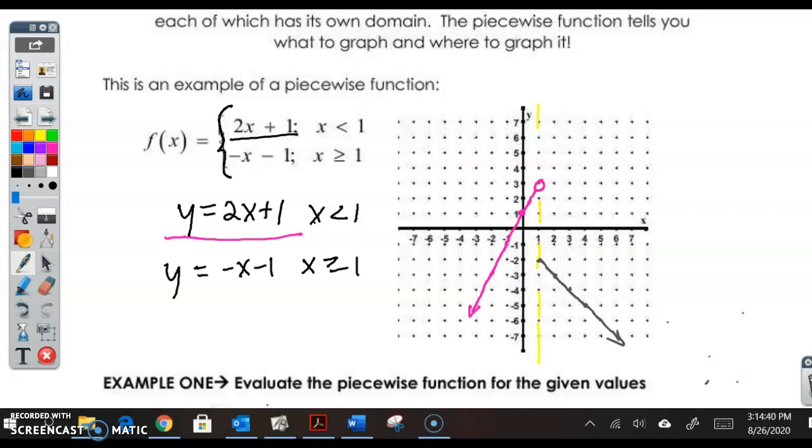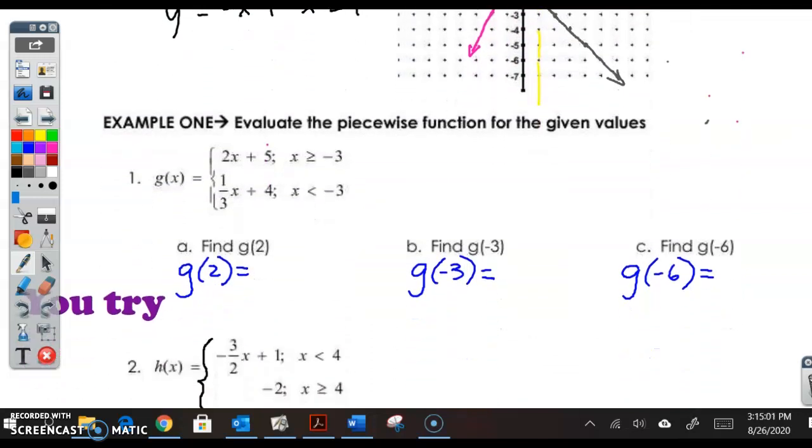We need this for, now let's look at the line. Oh, so is this going to be open or closed? Well, we need y equals negative x minus 1 for x values that are greater than or equal to 1. So I'm going to close that up right there. And that's it. That's all there is to it. Now sometimes we won't get a graph, and they'll ask you to evaluate the function, and that's next.